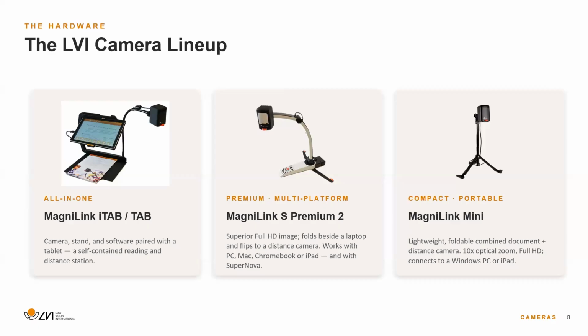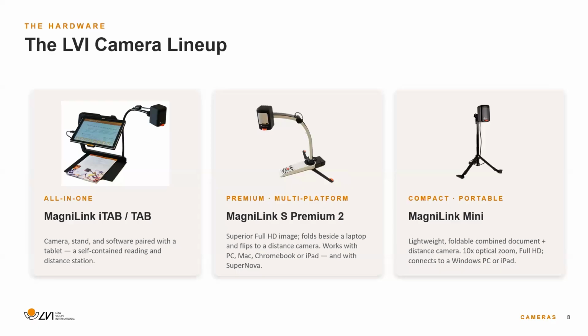The second option we have on the screen is a very popular camera called the Magnalink S Premium 2. This is a full HD camera. It folds up and is a little bit over 4 pounds. And the great thing about this device, we have a number of school systems that use it, because it works with PCs, iPads, MacBooks. It works with what I'll call dumb monitors, or just a regular monitor, and it works with Chromebooks. It's one of the few devices out there that will work with a Chromebook.